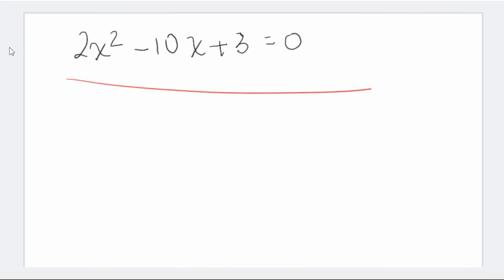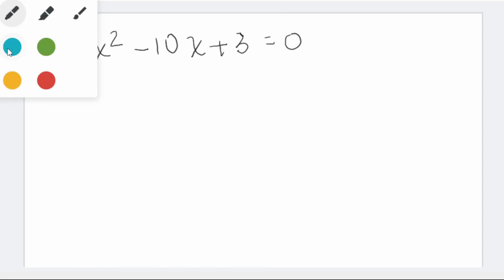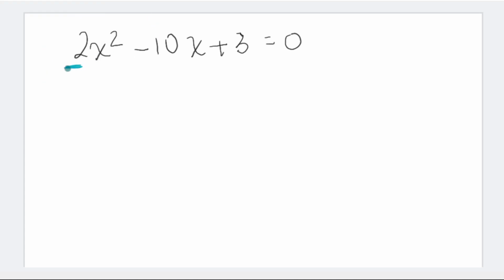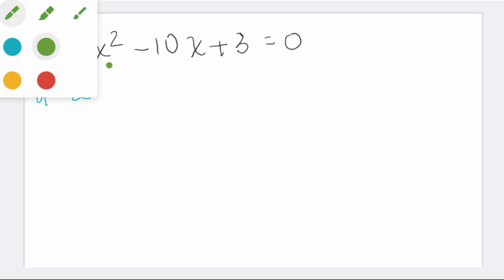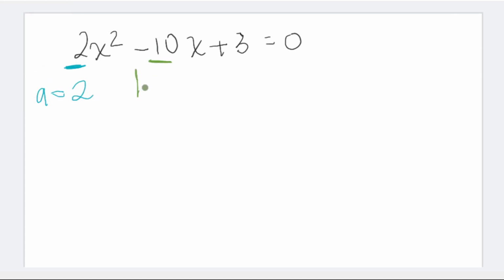So here we are. I have an example of a quadratic formula question. Looking at this, I see that my a value is 2. My b value is negative 10. And my c value is 3. All right. It's worth pointing out here, the equation is set equal to 0. Don't go through all this work without setting it equal to 0, okay?